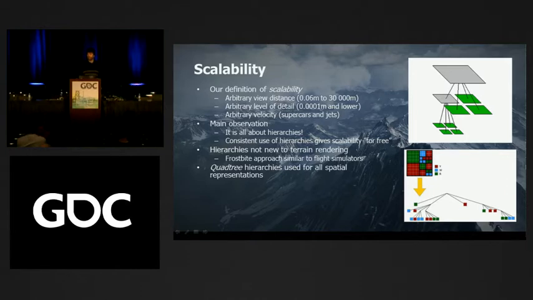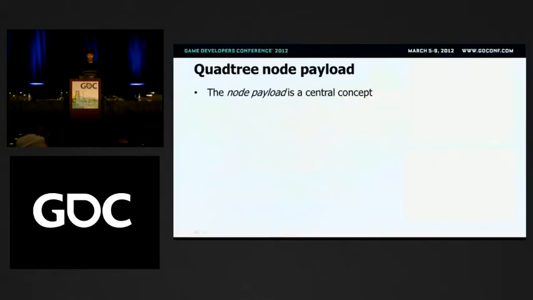The hierarchy in question is, of course, a quad tree. It's very natural for terrain. But I'll assume that you know all about quad trees, so I'll just jump straight into some specific uses that we have of quad trees in Frostbite.